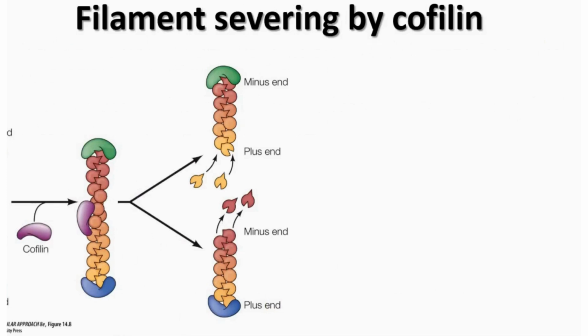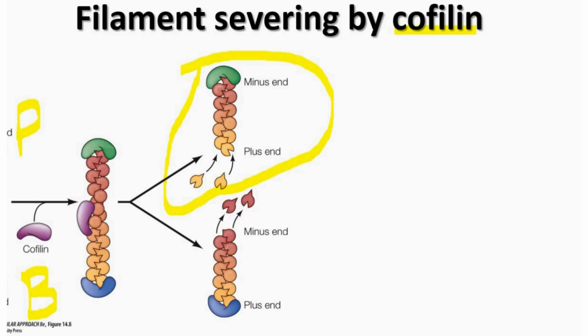Cofilin is a filament severing protein. As you see, filament severing, as the name suggests, the green is the minus end or the pointed end, the blue is the plus or the barbed end. Because of cofilin, the filamentous actin breaks into two parts, the minus end and the plus end are retained, and whichever end it breaks, that will form the respective opposite end. If it breaks, the minus end is kept, you have the plus end, and likewise you have the plus end, and here you have the minus end.